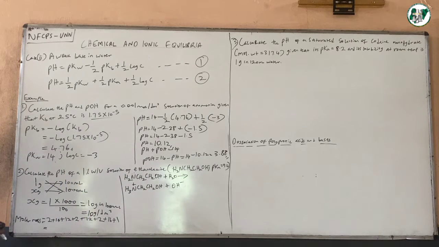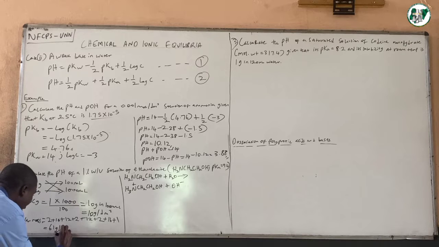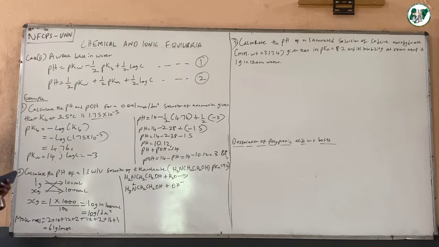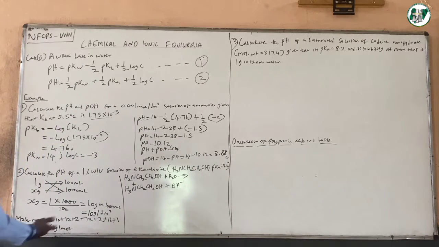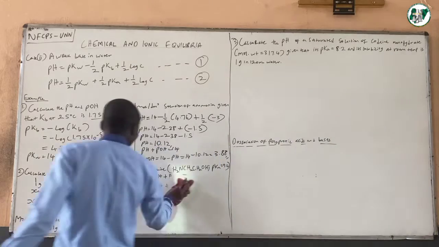So can we add that together? That's going to be 2 plus 14 plus 12 plus 2 plus 12 plus 2 plus 16 plus 1. And that's going to give us 61 gram per mole. So the molar mass of ethanolamine is 61 gram per mole. So can we calculate now for the concentration in mole per dm cube? Yes, we can calculate the concentration in mole per dm cube.